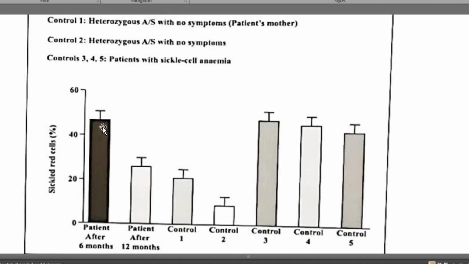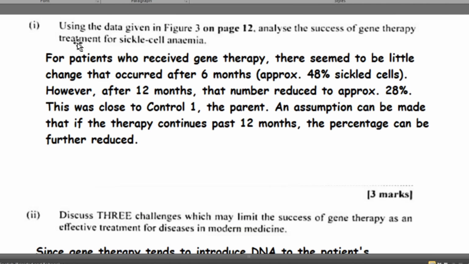After 6 months of therapy, not much change happened, because you could see that the patient almost has the same percentage as the people who have sickle cell anemia. That's 3, 4, and 5. But after 12 months of therapy, basically a year, you can see that the percentage of sickle red blood cells has significantly dropped. So that means that the therapy has some degree of success. So the question here is, using the data given in figure 3 on page 12, analyze the success of gene therapy treatment for sickle cell anemia. You're basically just commenting on the graph, everything that I said.